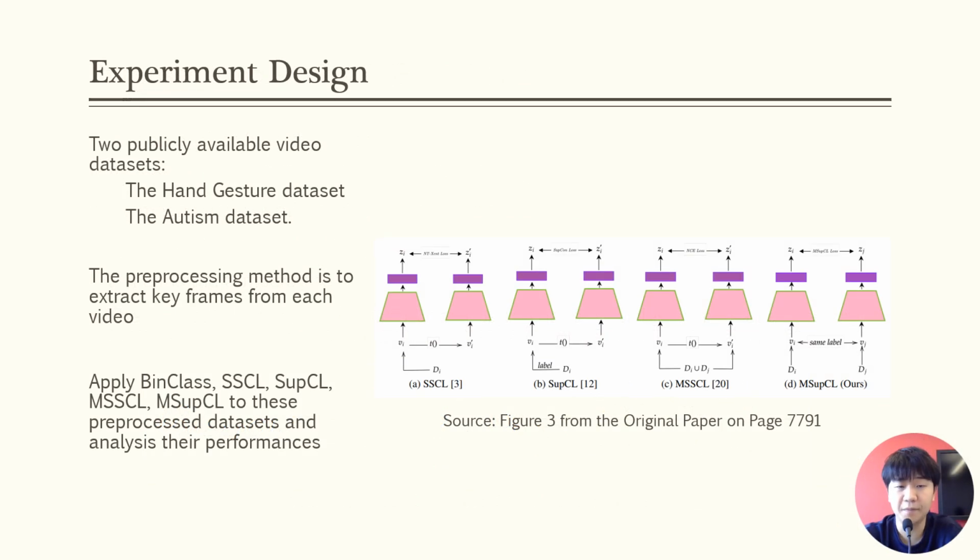For this experiment, they selected two public video datasets, a hand gesture and an autism dataset. These videos will then be keyframed to generate a pre-processed dataset. The authors next apply several different contrastive learning techniques to this dataset, and compare how these approaches change the model's performance. And the traditional deep learning classification method is used as a baseline, which uses cross entropy as the loss function.